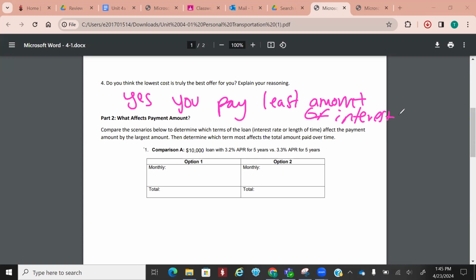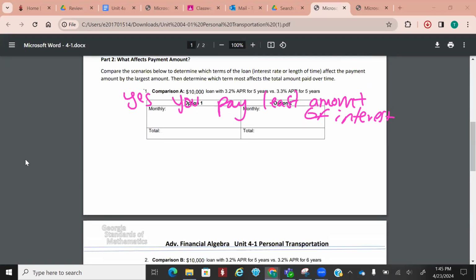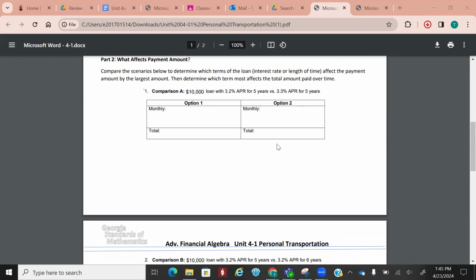Now, compare the scenarios below to determine which terms of the loan, interest rate or length of time, affect payment amount by the largest amount. Then determine which one affects the total amount paid over time. So what we're going to look at, scroll down so we can solve this. Okay, so over here, you've got option 1. You've got a $10,000 loan with a 3.2% APR for 5 years.